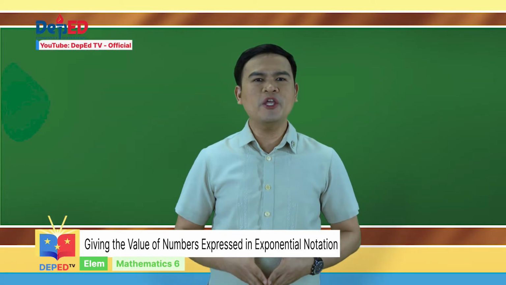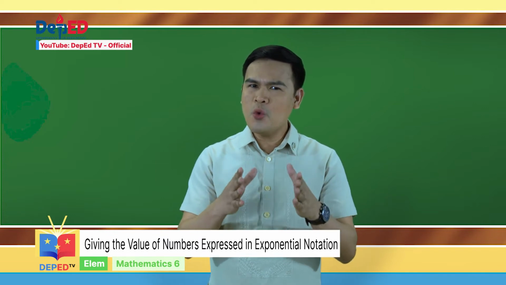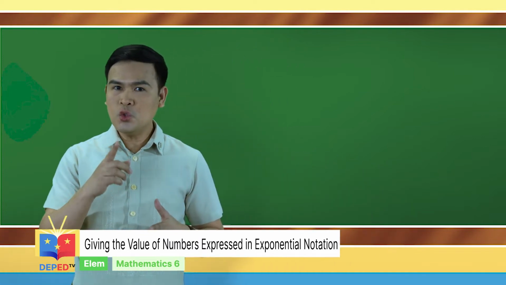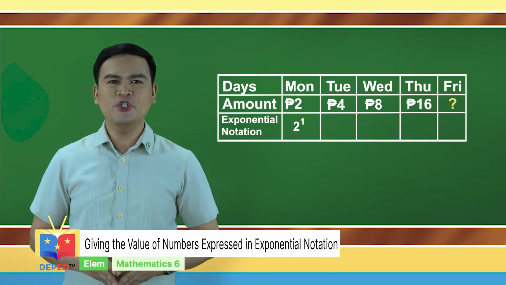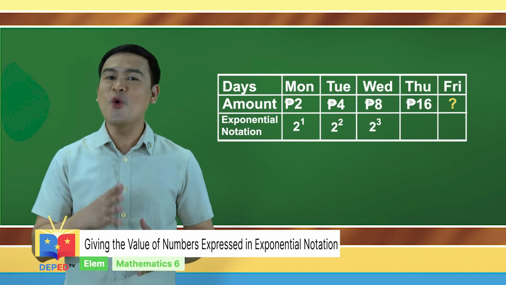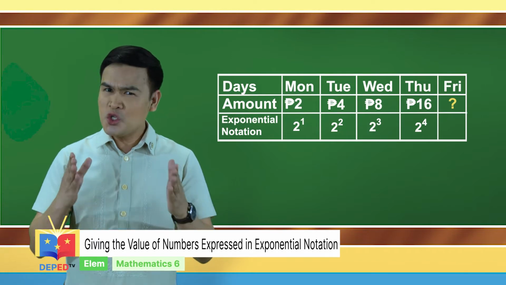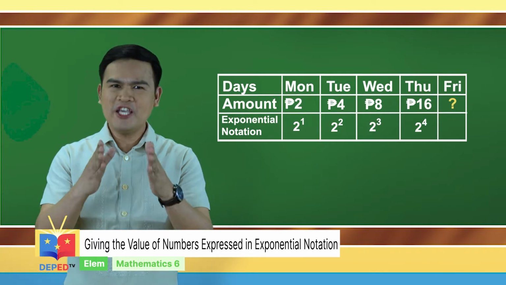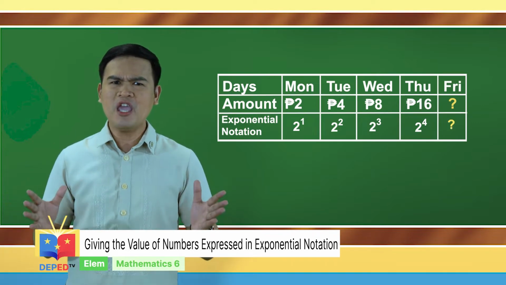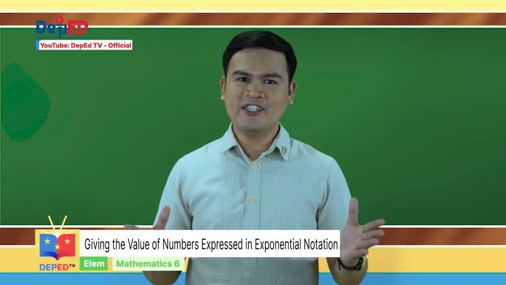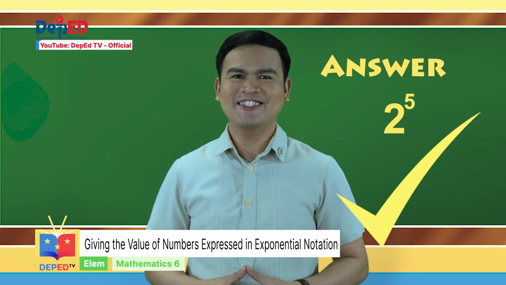Now, if we are going to rename the amount using exponential notation, we will have the following: 2 raised to the first power for Monday, 2 squared for Tuesday, 2 cubed for Wednesday, and 2 raised to the fourth power on Thursday. Do you already see the pattern? Based on this pattern, what will the next exponential notation be for Friday? If your answer is 2 raised to the 5th power, you are correct!